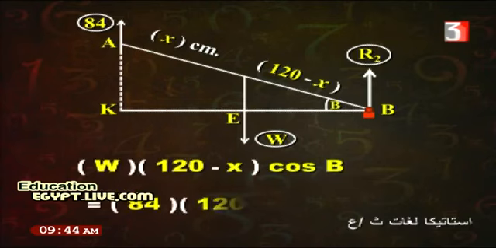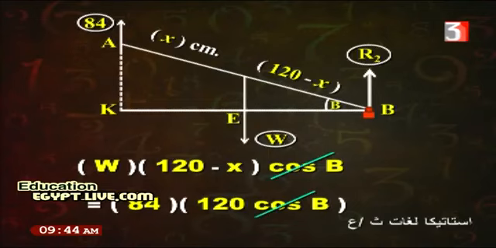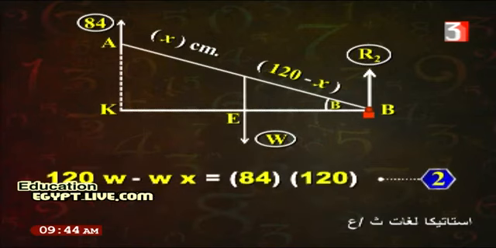By substitution, we divide each term by cosine beta. Therefore, we calculate the second equation or relation between W and X: 120W minus WX equals 84 times 120. Therefore, by substitution, we get 100 WX.